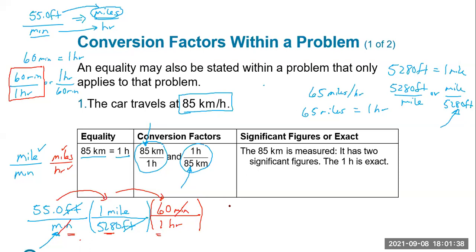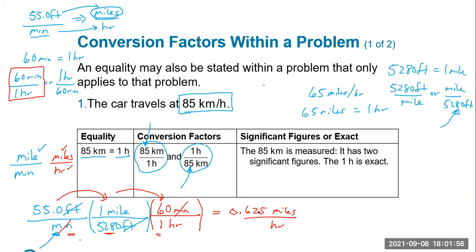And if you do all that, we will end up with 0.625, and the units are miles, which is what stays with the number, per hour. So we're obviously not traveling super fast here, because maybe we're walking, but it's really important.